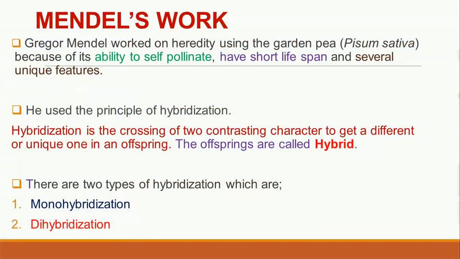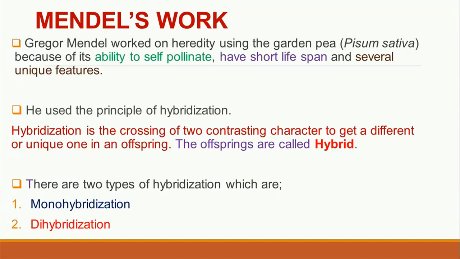Now let's look at Mendel's work. Gregor Mendel worked on heredity. How did he do this? He used what we call the garden pea, known as Pisum sativum. Why? Because they have the ability to self-pollinate, they have a short lifespan, and they have several unique features such as different shapes of seed, different colors of flowers, and so on.